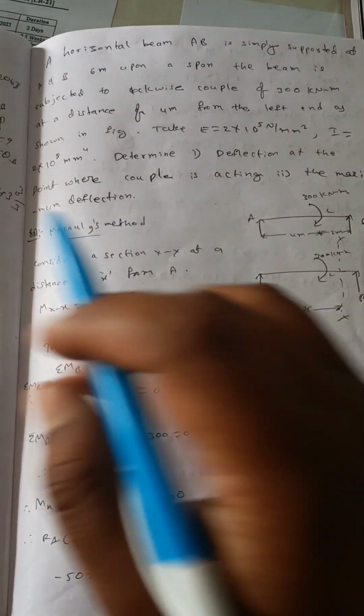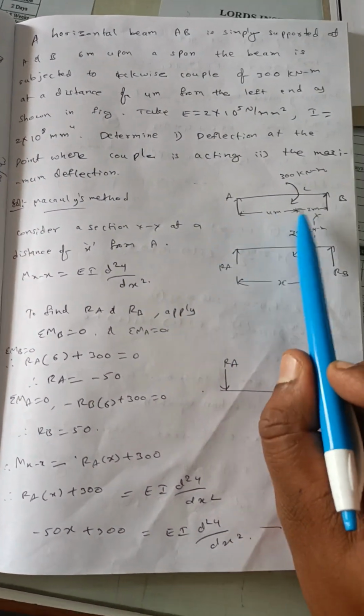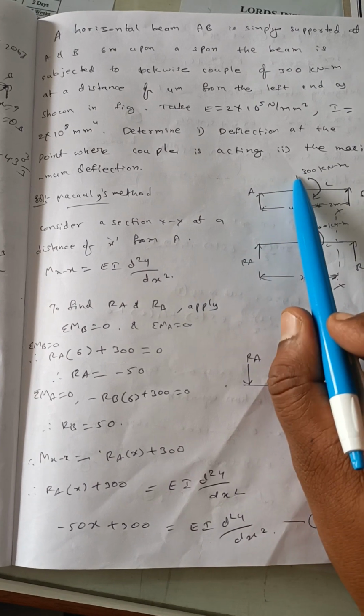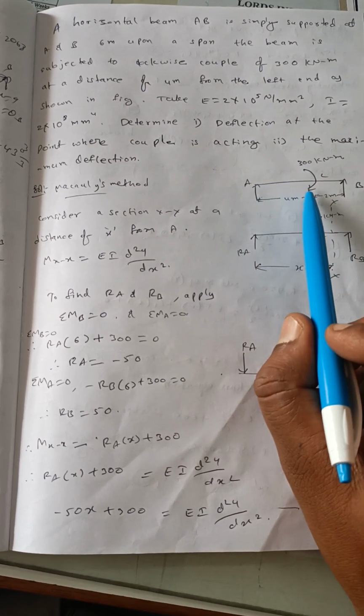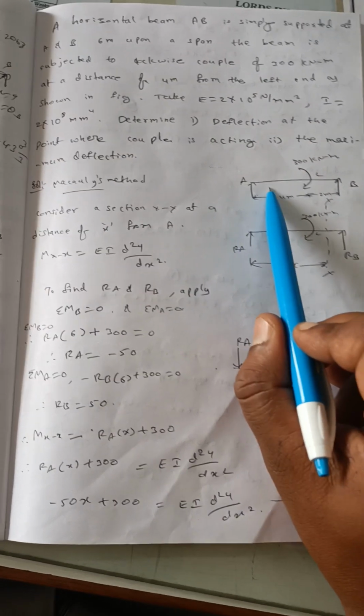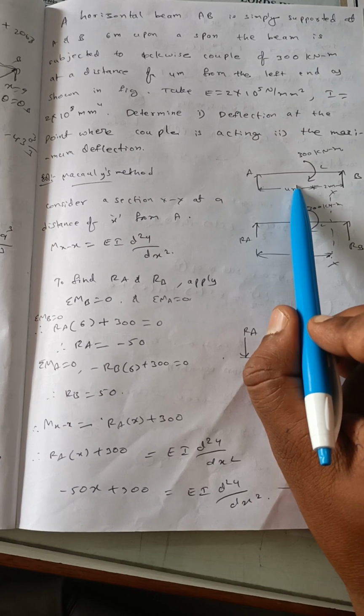A horizontal beam AB is simply supported at A and B, over a 6 meter span. So A and B, 6 meter span. The beam is subjected to a clockwise couple of 300 kN-m at a distance of 4 meters from the left end. So 300 kN-m, 4 meters from the left end. That means AC is 4 meters, as shown in the figure.